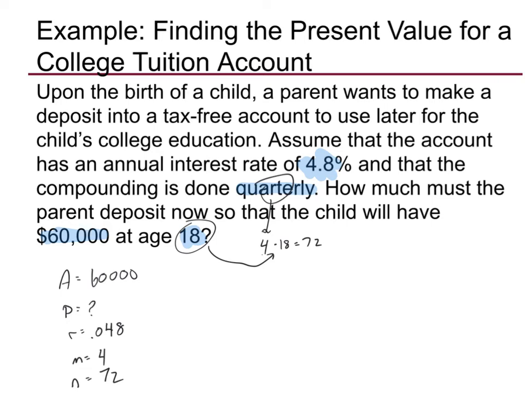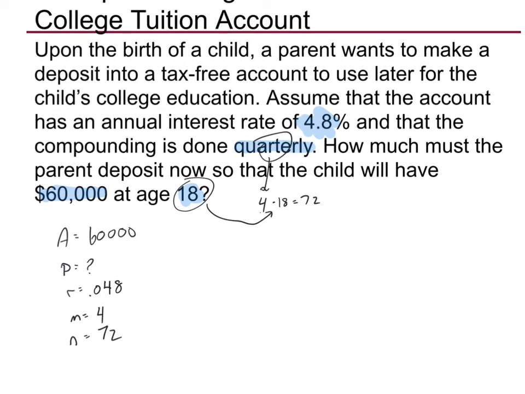So that's something, that multiplication, you have to do ahead of time to figure out how many times the interest is going to be added on for the duration of the loan or while the account is sitting in place. All right, so let's substitute into our formula. 60,000 is equal to P times 1 plus 0.048 over 4 raised to the 72nd power.